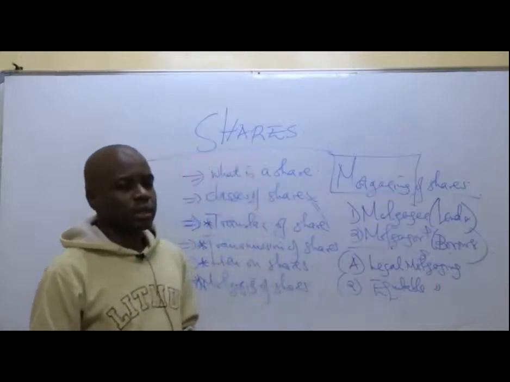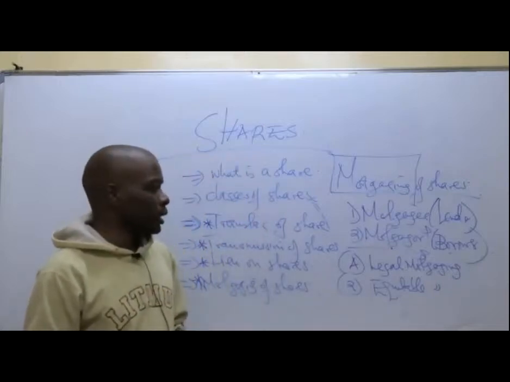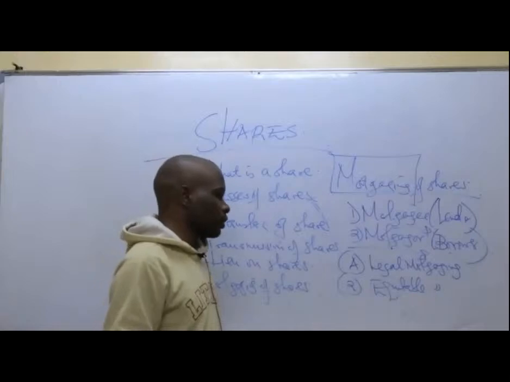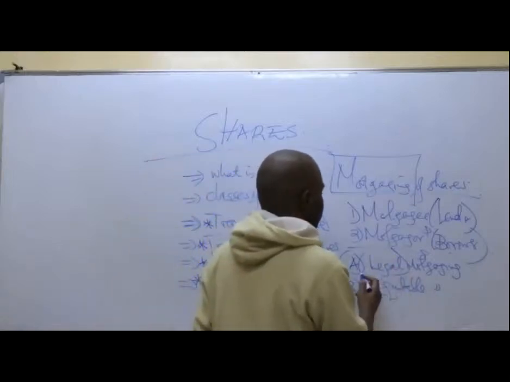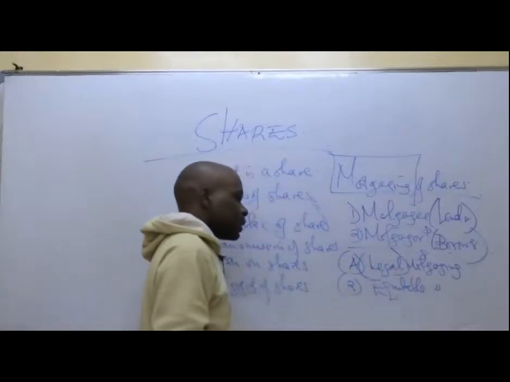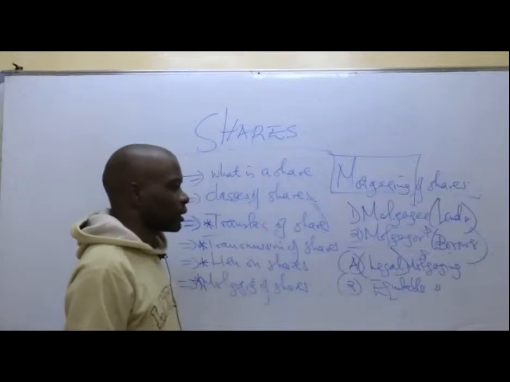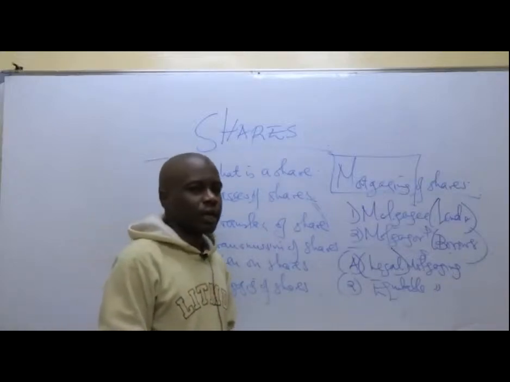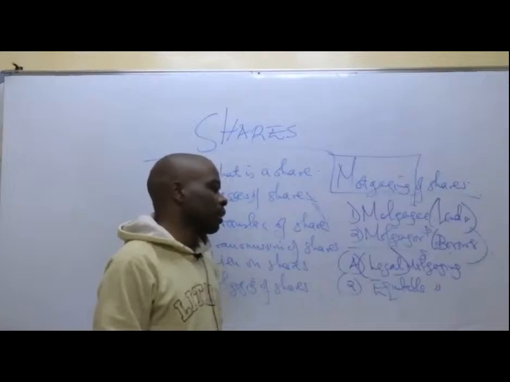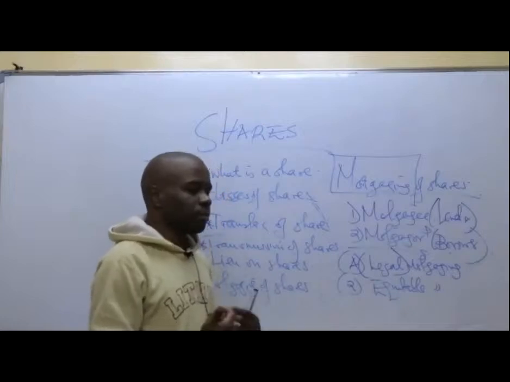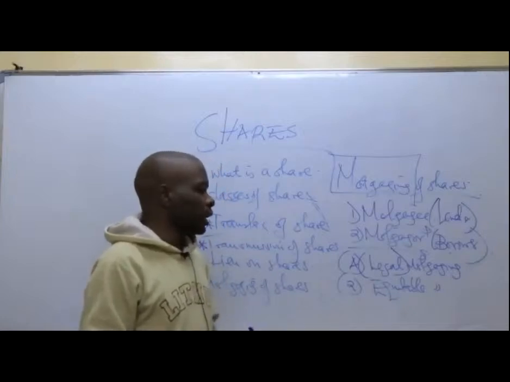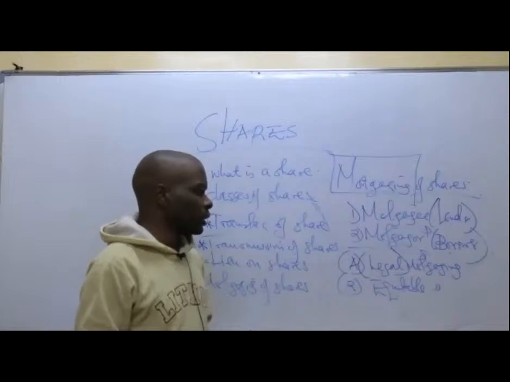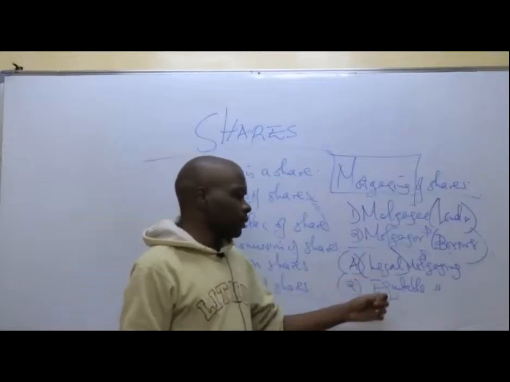That's when the shares will revert back to the borrower. So there's actually complete transfer of the shares to the lender as a security until this particular borrower is able to pay off the loan. That's when the shares can revert back to the owner or borrower of the amount. So under legal mortgaging, there are two parties.